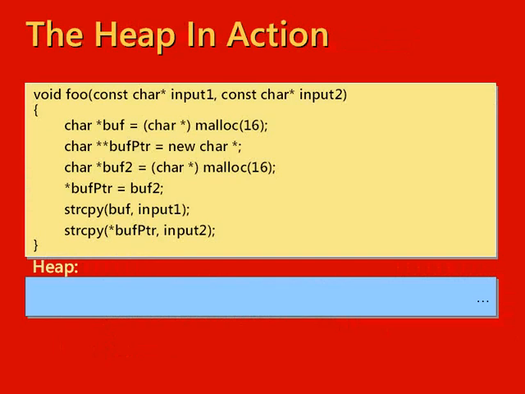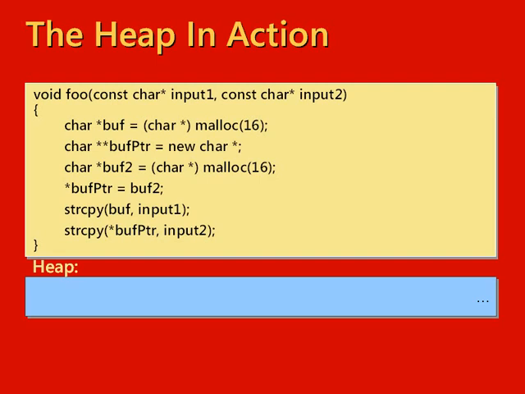Now let's take a look at the heap in action from a conceptual point of view. We've got this simple foo function that takes in two parameters, and then it mallocs and news some memory, and it also points a buffer, a pointer, at one buffer, and it does a couple string copies and so forth. And at the bottom, what we have is a sideways representation of the heap.